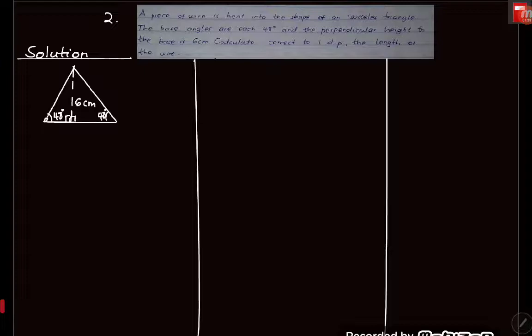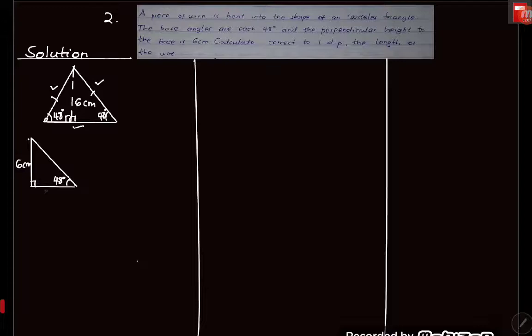Now, to be able to calculate the length of the wire, we will need to find the base length and the length of the two equal sides. So we will extract a part of this triangle to form a right-angled triangle, so that we have that triangle, this angle being 90, this one being 48 degrees, and this height being 6 centimeters.